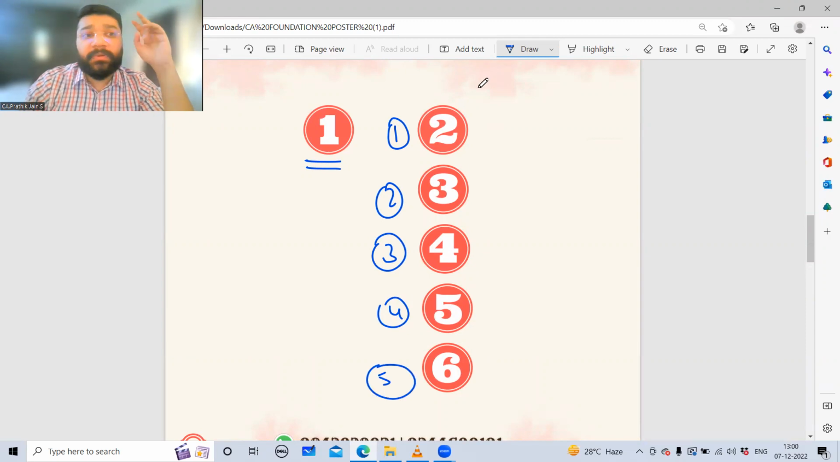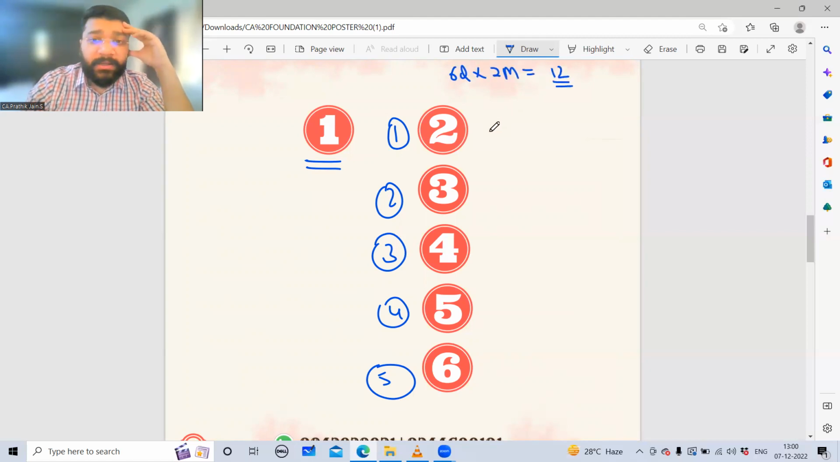Now you'll have to allocate 2 minutes per question. So you have totally 6 questions into 2 minutes per question, so total 12 minutes, right? So when you read this question number 2, you will be spending a maximum of 2 minutes. And when you read the question, guys, please ensure that you don't do an in-depth reading.